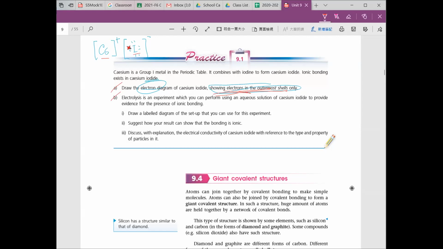And the electrolysis experiment: you can perform it using an aqueous solution of cesium iodide to provide the evidence for the presence of ionic bond. Draw a labelled diagram of the setup that can be used for this experiment. Labelled diagram. So what can it be? Any diagram which is very similar to this in the book, you may try to take reference to it. So what can it be?